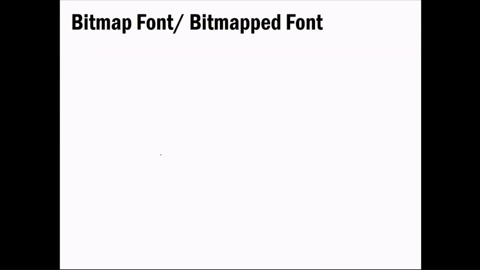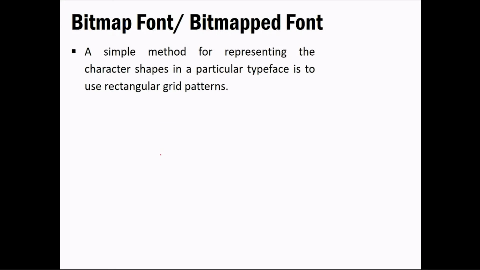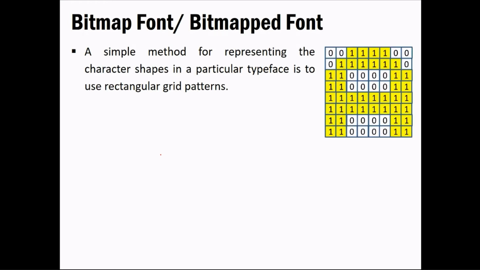What it says is a simple method for representing the character shape in a particular font is to use a rectangular grid pattern. You have one grid pattern in which you'll be storing numeric values ranging from 0 to 1. Obviously we won't be going into floating point values, because we are not working with neural networks and image recognition. So we have one simple thing here, that is, the values range from 0 to 1.